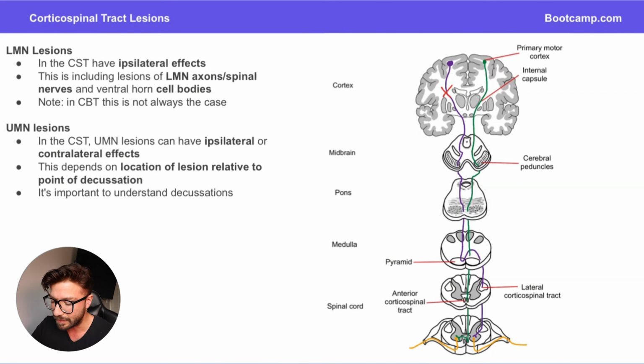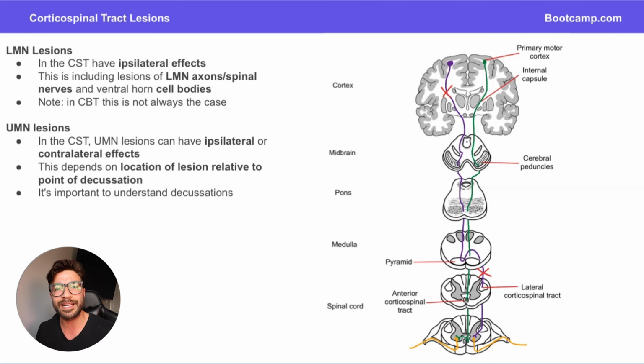Whereas if we had the same upper motor neuron lesion, but we had it somewhere right here, then you're going to see ipsilateral effects because it's already past that point of decussation. So we're going to see a loss of motor movement on that same side.